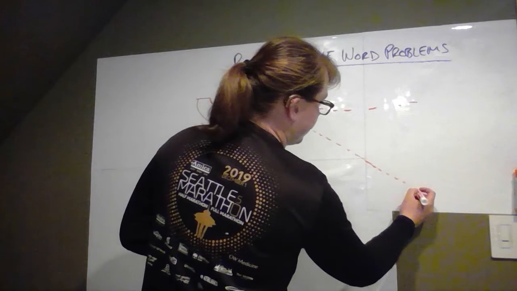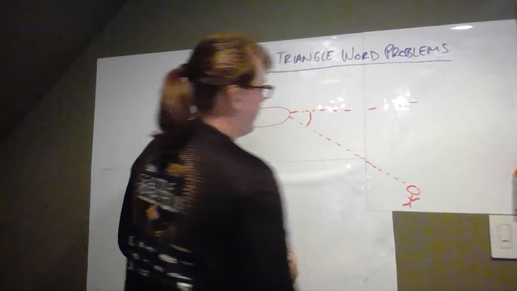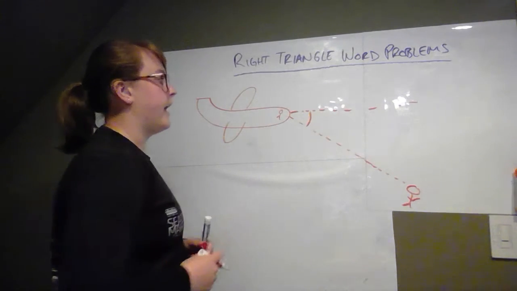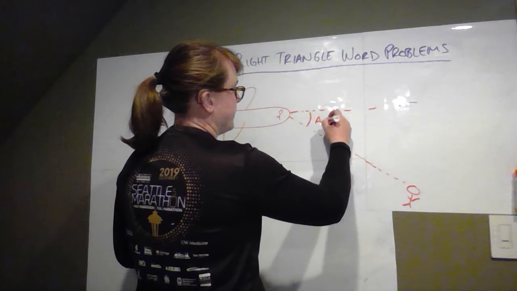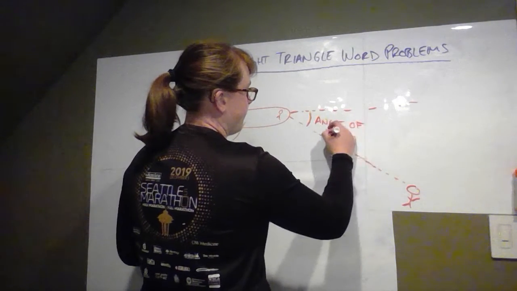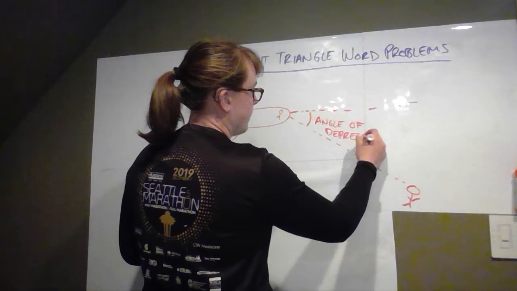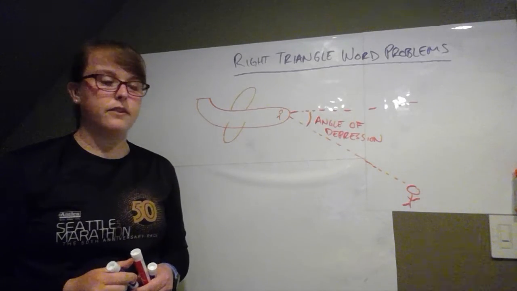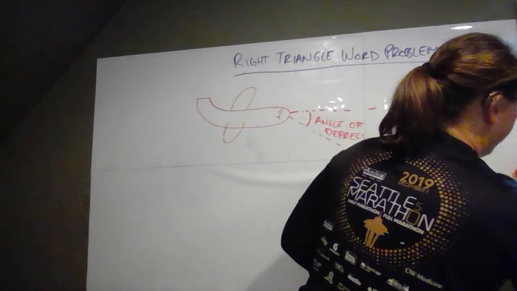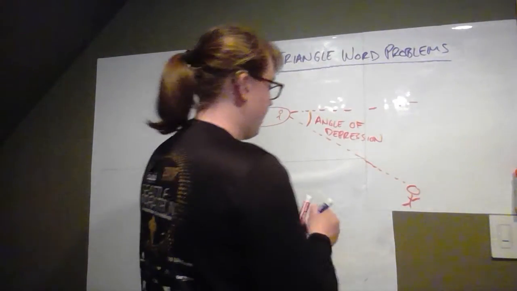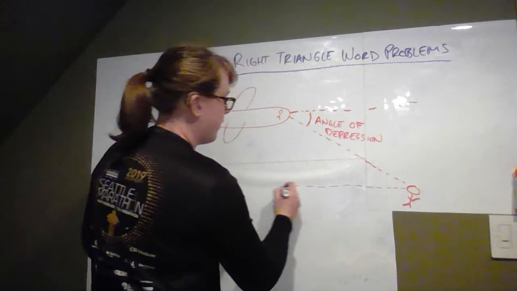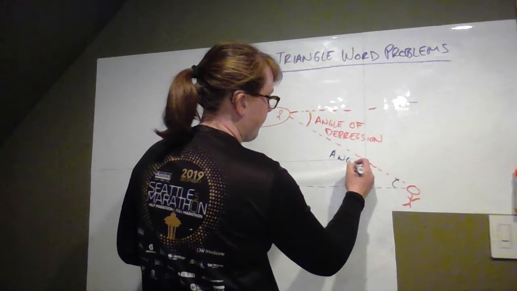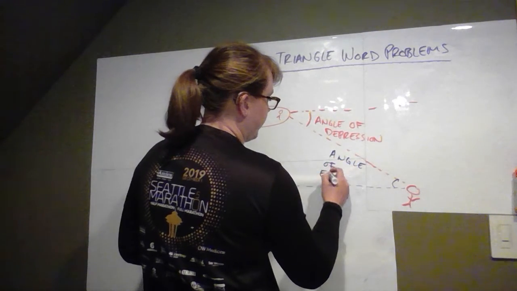Like if you've got a little dude away on the ground over here, if we're talking about the angle of depression from the airplane to the guy, this would be our angle of depression. So it's an angle looking down. If we're talking about angle of elevation, we would be talking about the angle from the guy looking up at the airplane. So if a guy's looking up at the airplane, that's his angle of elevation.